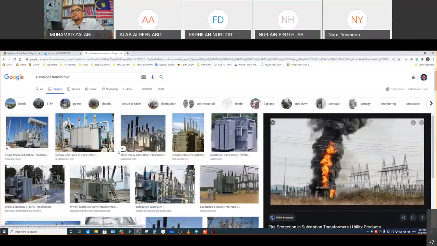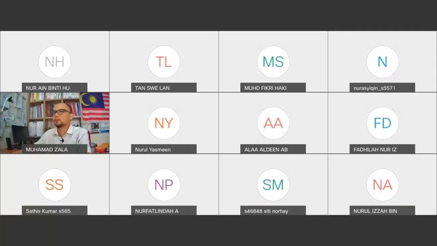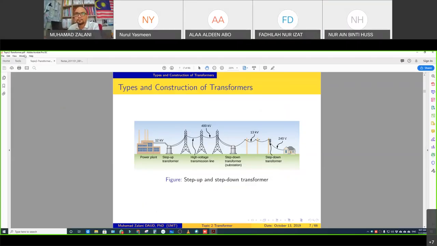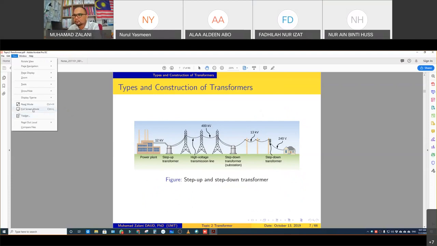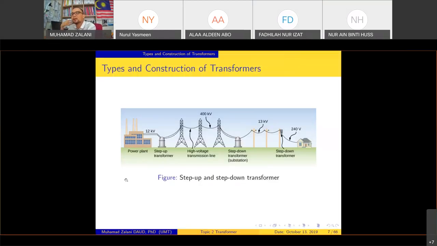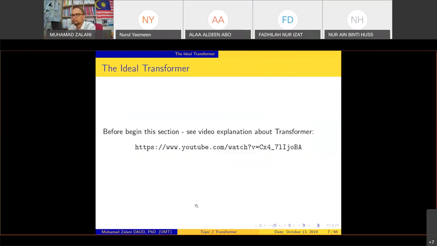All right. Okay, let me share my screen again. So that was about the power transformer that is normally used in the power distribution system. In the power distribution system, transformers play their main role in stepping up and stepping down the voltage.